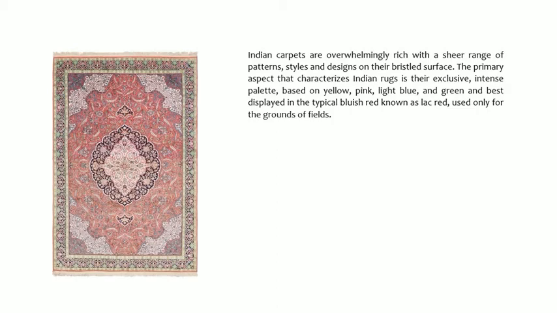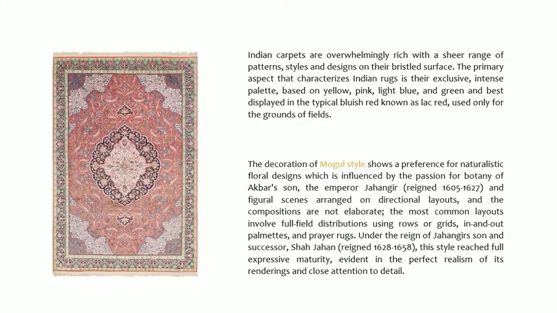and best displayed in the typical bluish red, known as lac red, used only for the grounds of fields. The decoration of Mughal style shows a preference for naturalistic floral designs, influenced by the passion for botany of Akbar's son, the Emperor Jahangir, and figural scenes arranged in directional layouts, and the compositions are not elaborate. The most common layouts involve full field distributions using rows or grids, in and out palmettes, and prayer rugs.